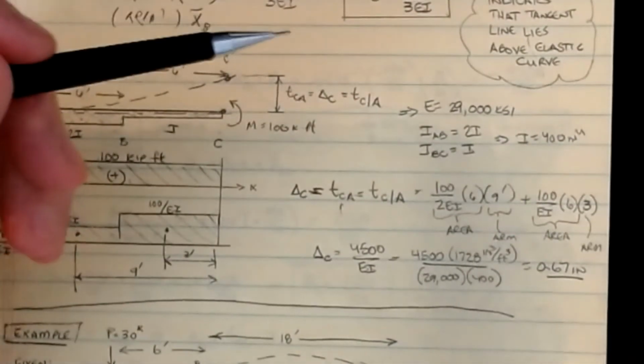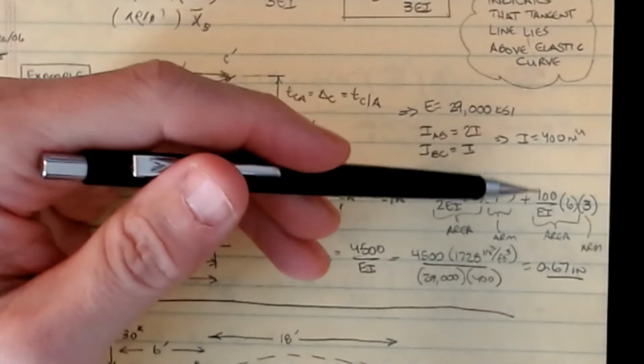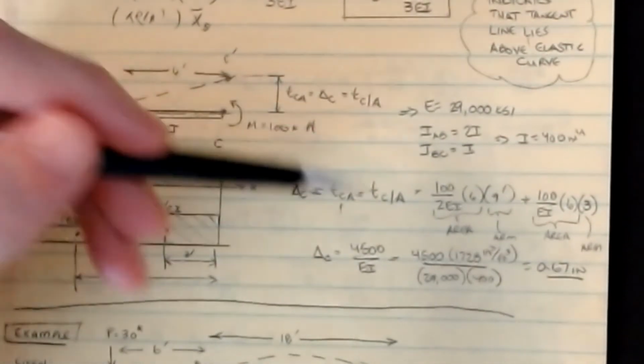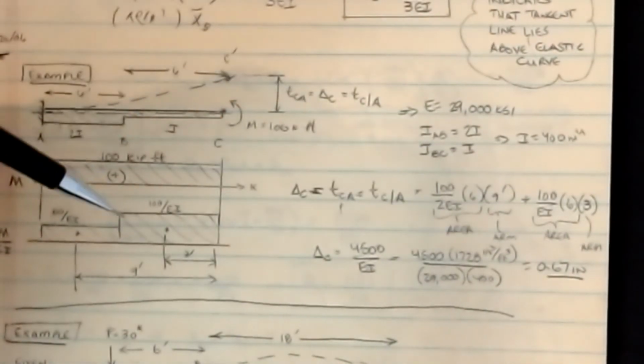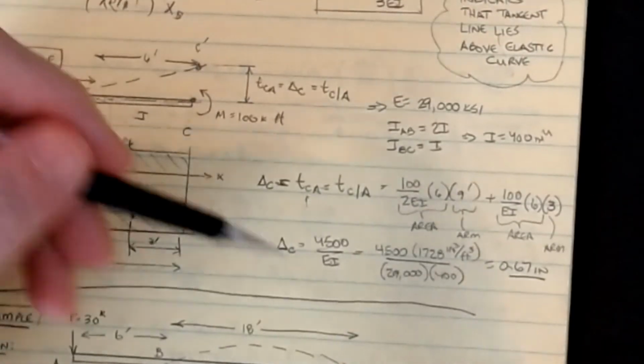So if we look at that, this 100 over EI, times 6 times 3, would be the moment of the area for that. Then I just add those two pieces together, and so delta C is 4,500 over EI, and with that I can now go calculate the actual displacement.